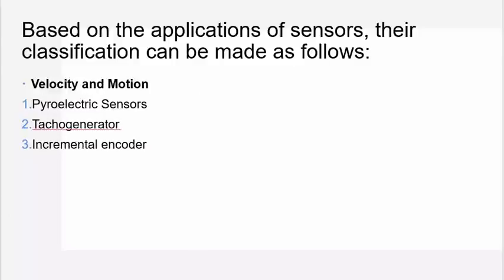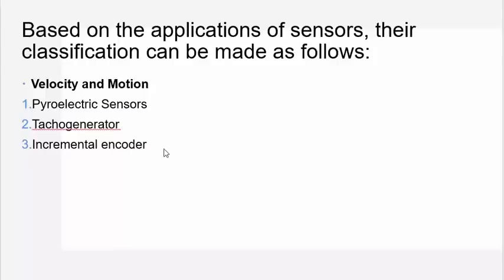Okay. Another one is the application in terms of velocity and motion. No, we're talking about the speed, for example, no. So we have, for example, pyroelectric sensors, and then we have the tacho generator, and then the incremental encoder, no. This seems like a digital sensor. Okay, so these are sensors responsible for measuring the speed, no, and the slowness and the fastness of motion, no. We're talking about motions.